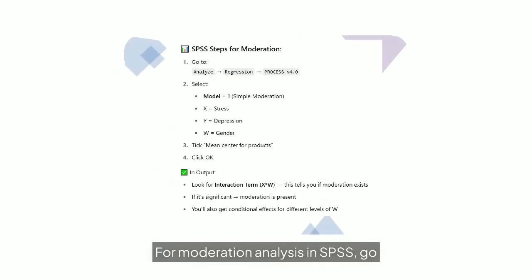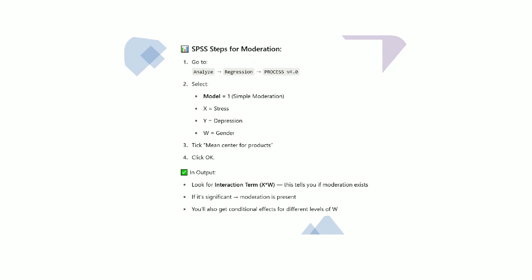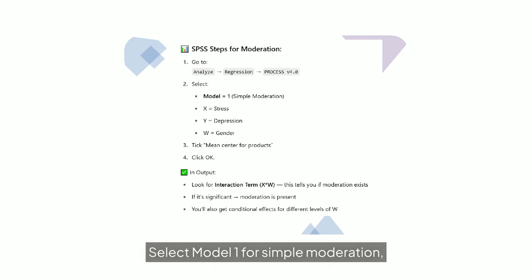For moderation analysis in SPSS, go to Analyze, Regression, and Process. Select Model 1 for simple moderation, input your variables, and tick Mean Center for products. In the output, look for the interaction term to determine if moderation exists. This analysis reveals how different conditions affect your data relationships.